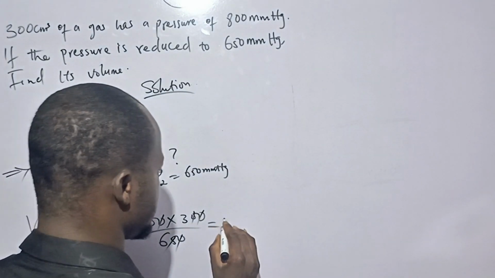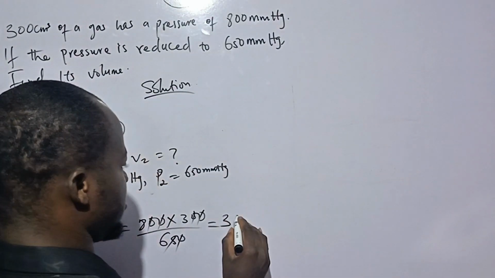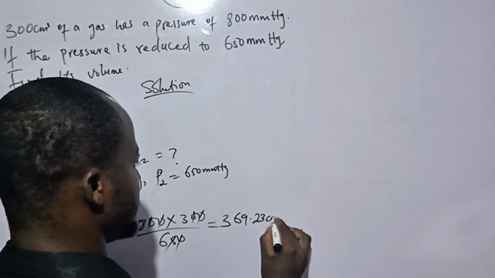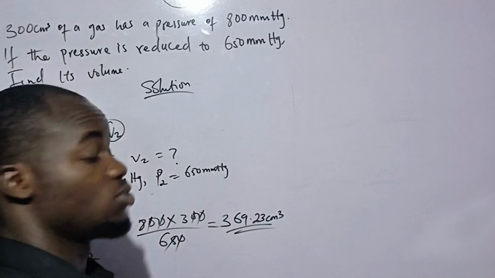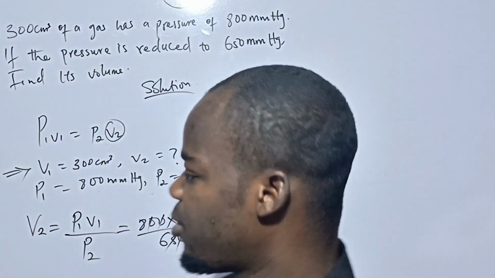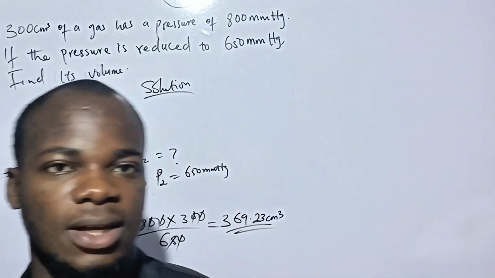369.23. 369.23 cm cubed. So this is the value of our second volume for this particular problem. Thank you very much.